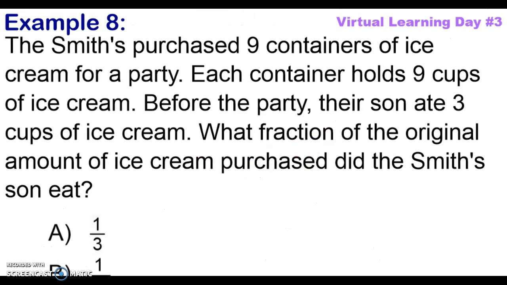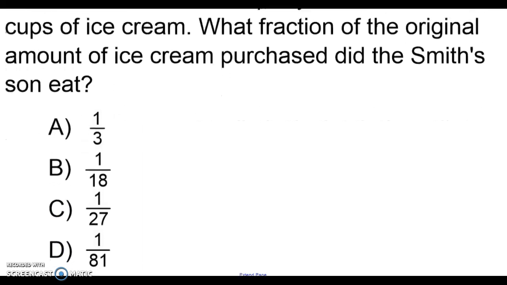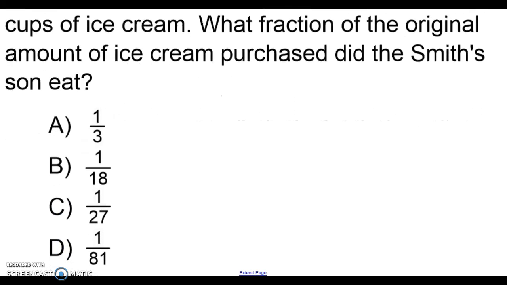Go ahead and answer 8. Let's see. The Smiths purchased 9 containers of ice cream for a party. Each container holds 9 cups of ice cream. Before the party, their son ate 3 cups of ice cream. What fraction of the original amount of ice cream purchased did the Smith's son eat? Now this is a little different than the ones we've been seeing in the past. However, we still need to create some proportion.